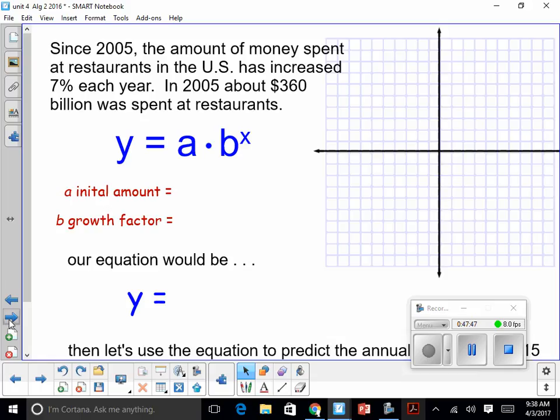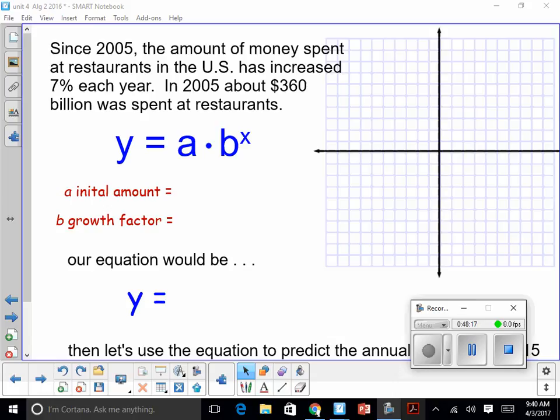All right. I'll read out loud and then we'll choose. Since 2005, the amount of money spent at restaurants in the U.S. has increased by 7% each year. In 2005, about 360 billion was spent at restaurants. Oh yeah, it's a little bit involved. Can someone tell me what the initial amount was? That 360.